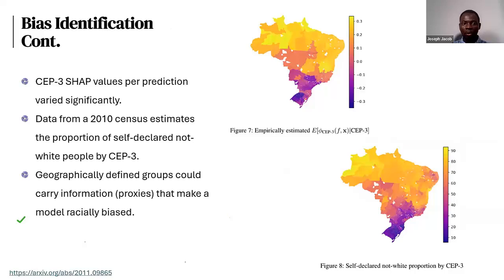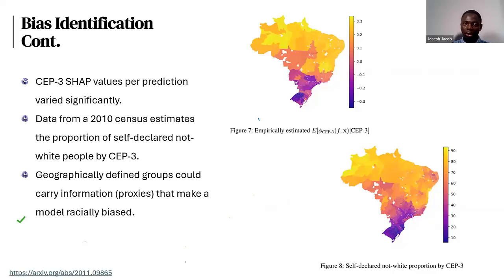So they decided to check those values and plot them on the Brazilian map. They noticed those in the northern parts had high risk, meaning the CEP3 increases the risk of them not getting a loan, while for those in the southern part, the CEP3 increases the possibility of them getting that loan. This was baffling, so they decided to get the census data for Brazil to see an estimation of the proportion of people who said they are not white, using that same CEP3 code. The image at the top is the one they plotted from SHAP, while the image at the bottom is the one plotted from the census data.